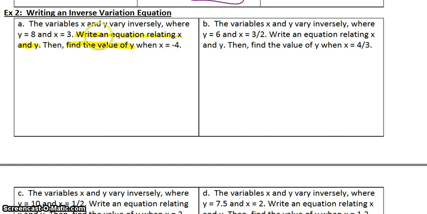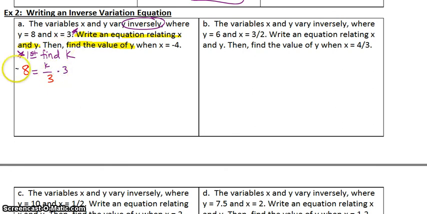Alright, so in order to write an equation, we need to know k. So the first thing you're always going to do is find the k value. I know it's inverse variation, so here is my formula. What we're going to do is plug in the x and y they gave us. So y is 8, x is 3, and now let's find k. So just solve for k like you normally would.